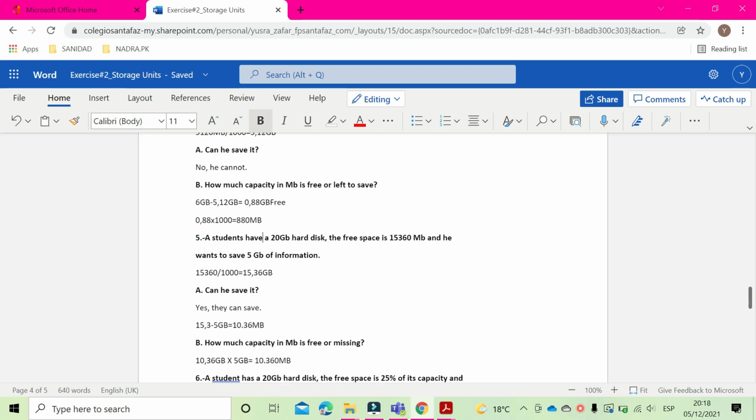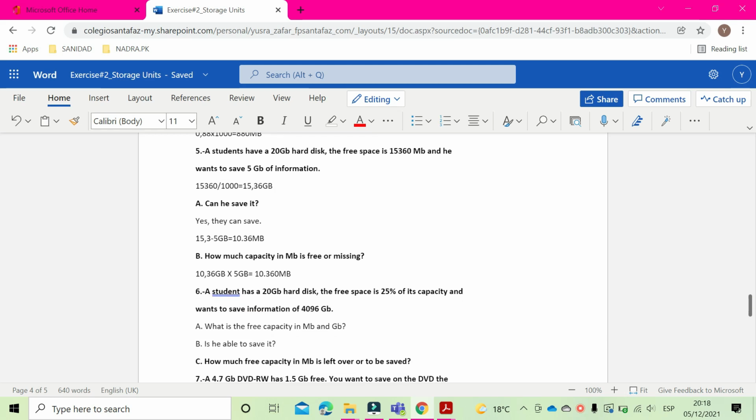And the next one is, a student has a 20 GB hard disk. The free space is 15,360 MB and he wants to save 5 GB of information. Now we are going to convert to GB. We are going to convert MB into GB, so we are doing one step and we are going to divide by 1000, which is equal to 15.36 GB. Can he save it?